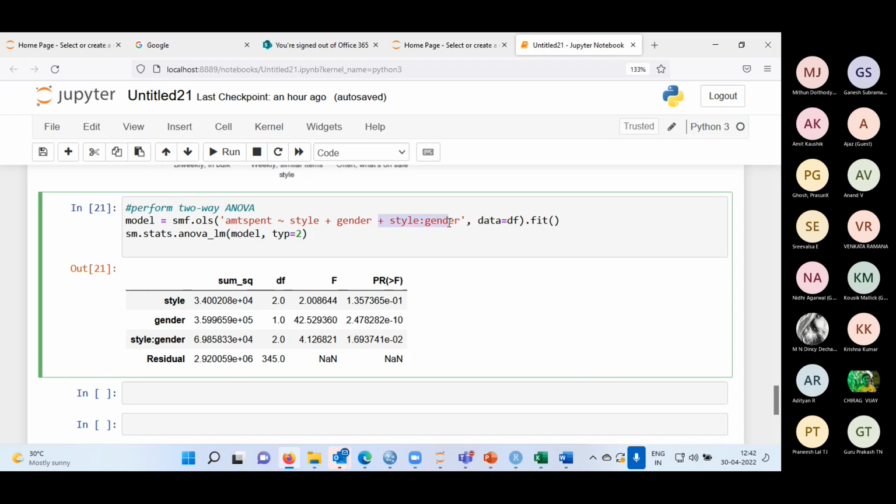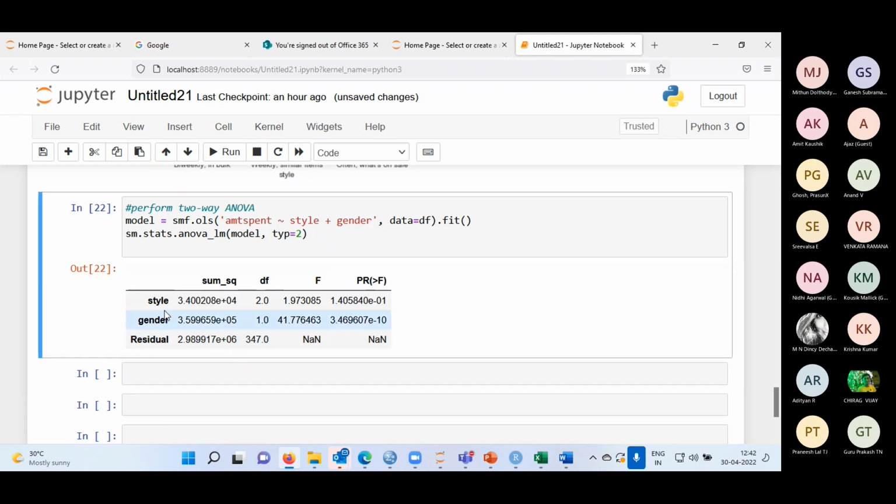Now, let us say I don't take this into account. Let's say I'm just deleting it for the sake of clarity, just to make you understand. So let us say I will just choose style plus gender. Earlier, I got style, gender, and the interaction effect. Now, when I execute this, it will just give me the main effect of style and gender, ignoring the interaction. So this is optional.